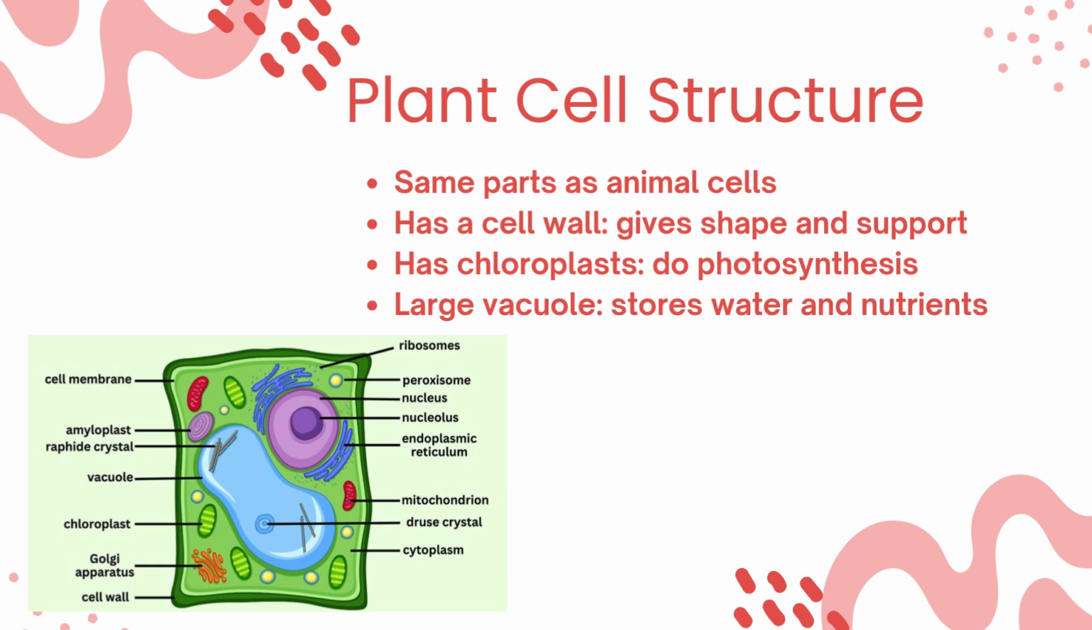Chloroplasts help the plant make its own food using sunlight. That's where photosynthesis comes from. And remember, why can't the animal cell have it? Because animals and humans don't make their own food. Plants make their own food, and then the vacuole stores nutrients.